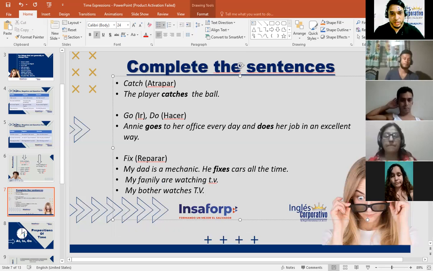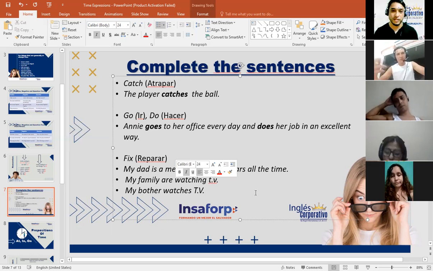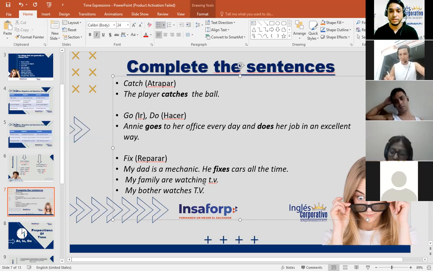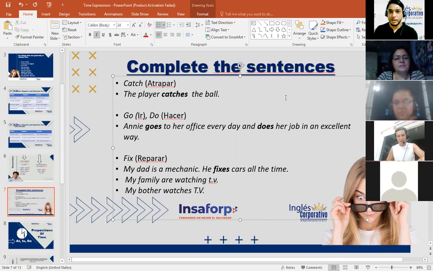So, my family are watching TV. This is another tense, because in this case, we are using ING. A esto le llamamos gerundio. En este caso, ya nos estamos pasando al present continuous, yes, because we use ing. But right now we are studying the simple present. Pero es bueno que lo mencionen también, porque más adelante también vamos a ver el present continuous.